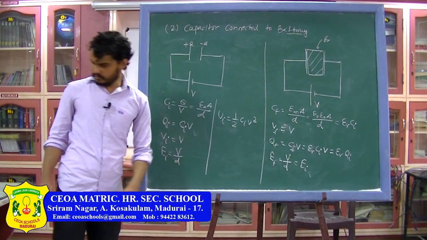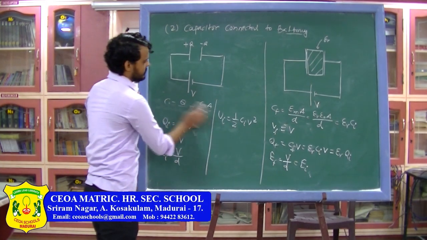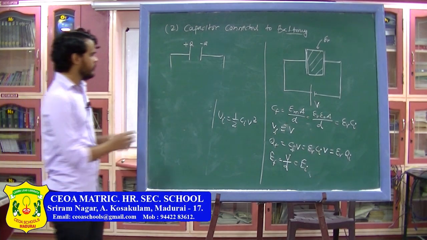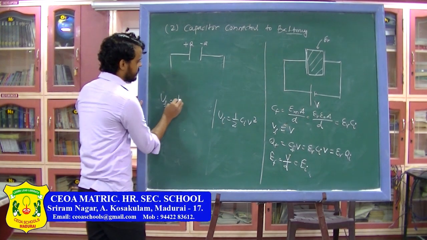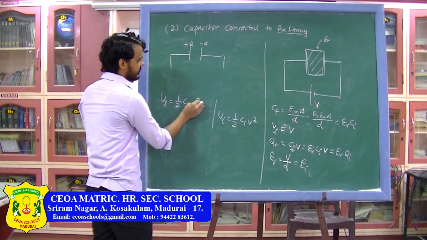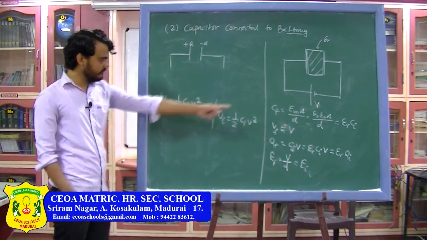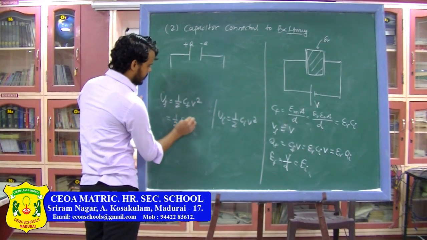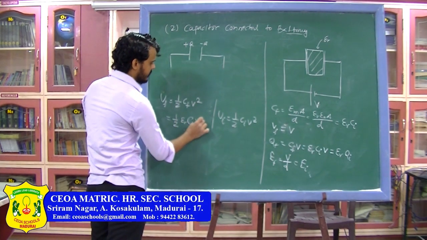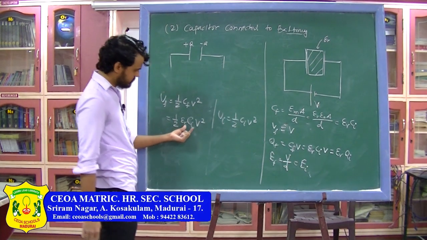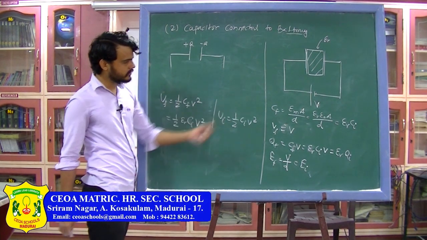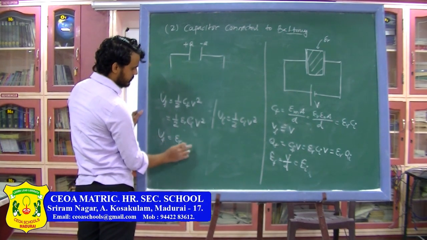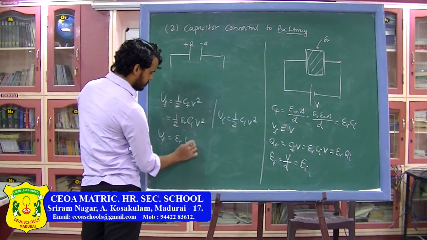Now let's talk about the final potential energy. Final potential energy can be written as 1 by 2 C final into V square. Here C final can be written as epsilon r C initial, so this is 1 by 2 epsilon r C initial times V square. This term, 1 by 2 C initial into V square, can be written as U initial. So I can write U final is equal to epsilon r times U initial.